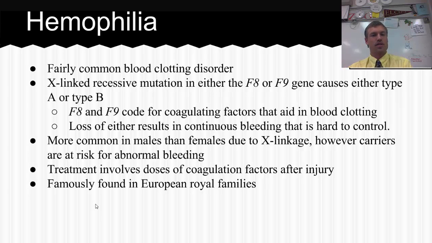It is an X-linked recessive mutation in either the F8 or the F9 genes. And the F8 or F9 genes code for coagulating factors 8 and 9, which aid in blood clotting. So there are a lot of these factors that work together in order to initiate blood clotting. If there's a mutation in either one of them, then you are going to have some problems. Because it is recessive, you do need mutations in both of them, right? So you need to have either 8 or 9 completely wiped out. However, those that are carriers are at risk for some amount of abnormal bleeding.